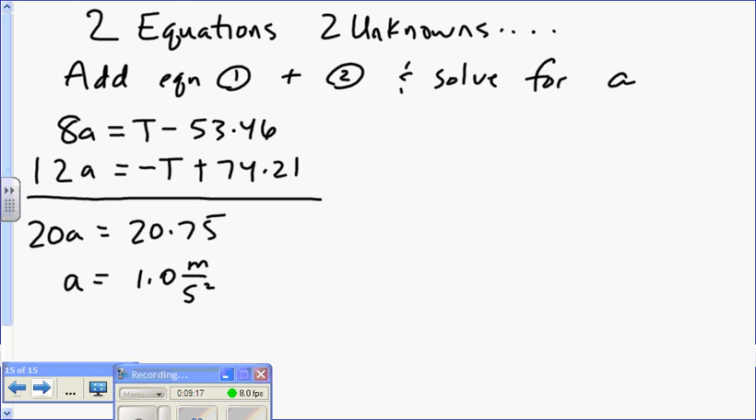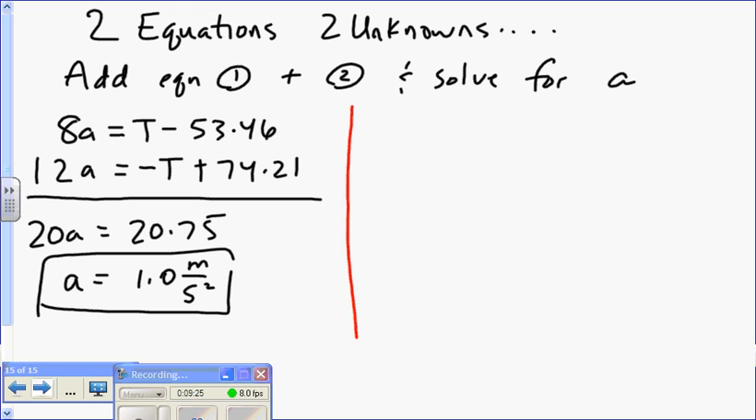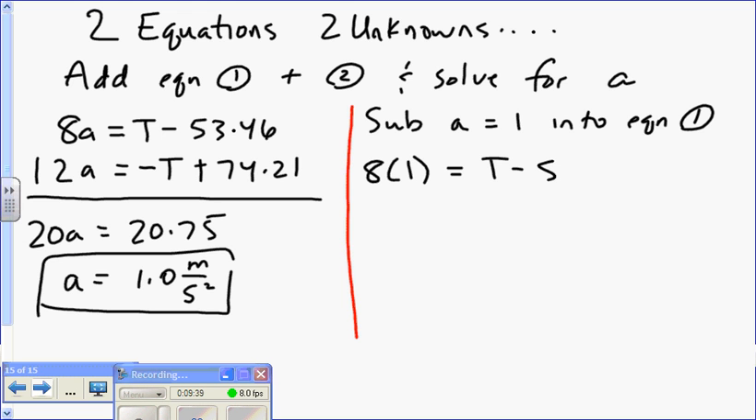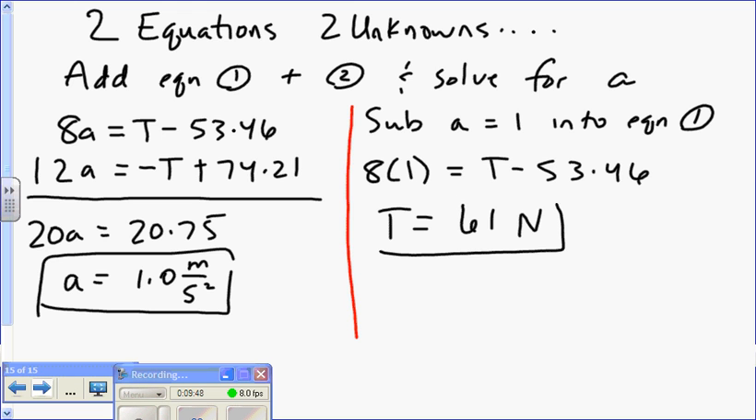Really that's the question, and that's all it asks for. But because you care, let's solve for tension as well. To solve for tension, you just take that acceleration and sub it into equation 1. So 8 times 1 equals T minus 53.46, and we'll just say T is 61 newtons, and there are our answers. And they're good ones too.